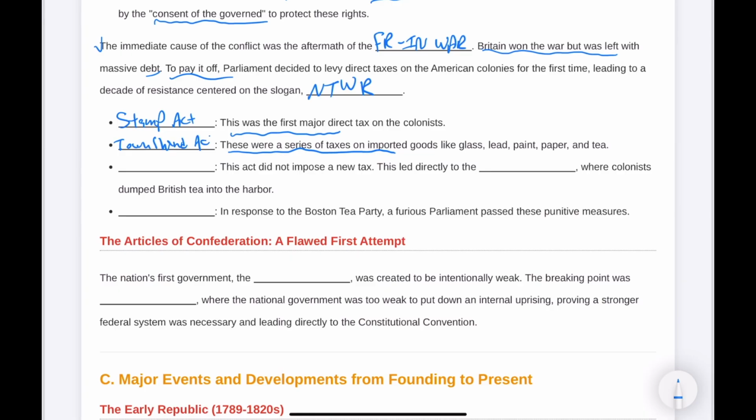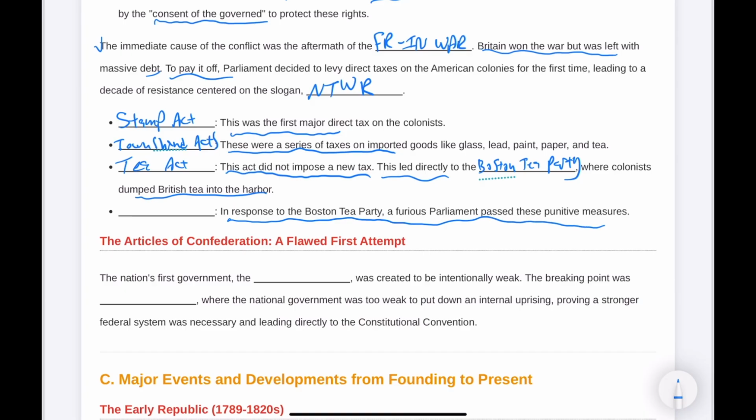Townshend Acts. Third, we have the act that did not impose new law, but it directly led to the blank, where colonists dumped tea into the harbor. You remember that one. This is the Tea Act, and directly led to the Boston Tea Party. All right, now here we go. In response to the Boston Tea Party, a furious Parliament passed these punitive measures. Those were called the Intolerable Acts.